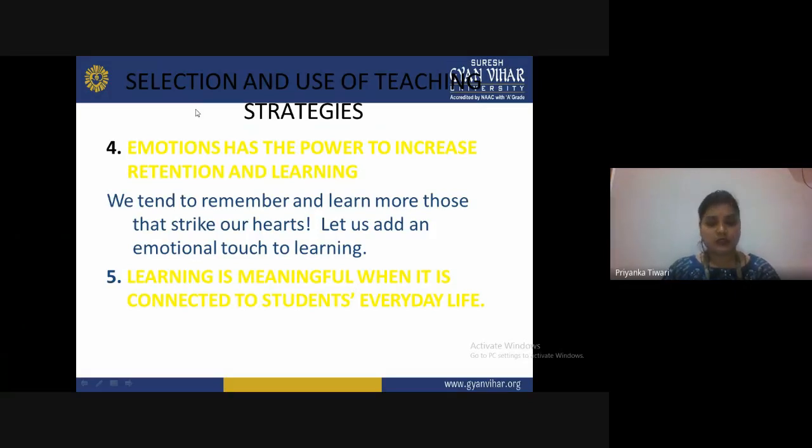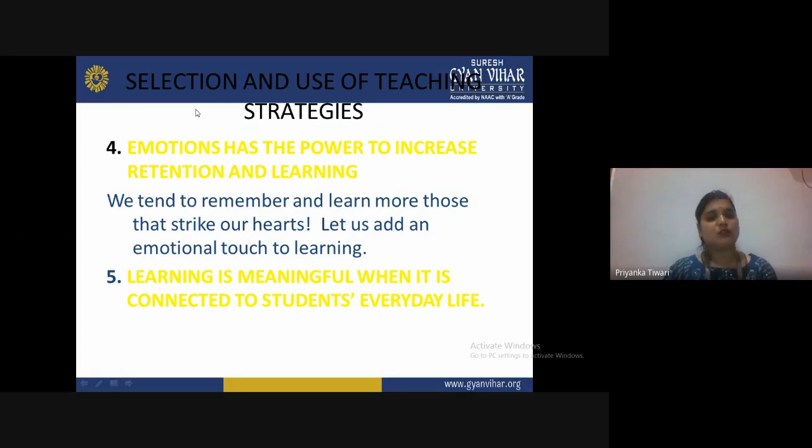Now we are going to start on some English language teaching methods. So, selection and use of teaching strategies. Some emotions have the power to increase retention and learning. We tend to remember and learn more those that strike our hearts. Let us add an emotional touch to learning.